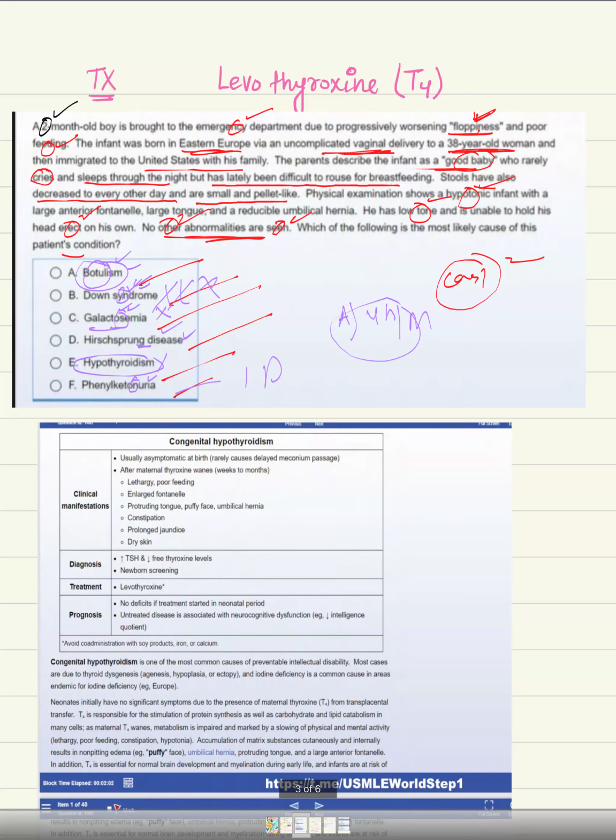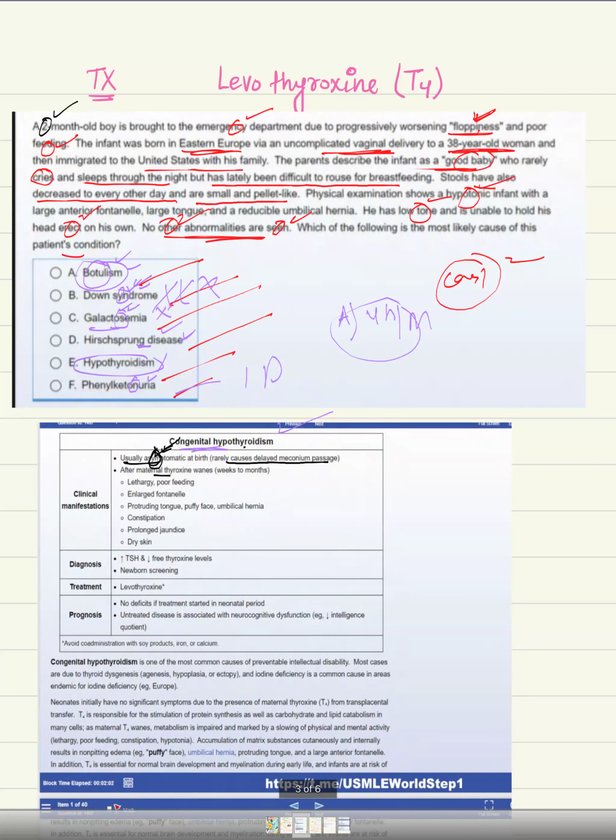So let's now review this information. Congenital hypothyroidism is usually asymptomatic at birth, and rarely causes delayed meconium passage. This is the important point. Why are babies suffering from hypothyroidism asymptomatic at birth? Because when the baby is born, the mother's T3 and T4 are present in the body of the baby. That's why at birth he is usually asymptomatic. But after a few weeks to a month, when the maternal thyroid hormones are finished, the baby will show the signs of hypothyroidism.